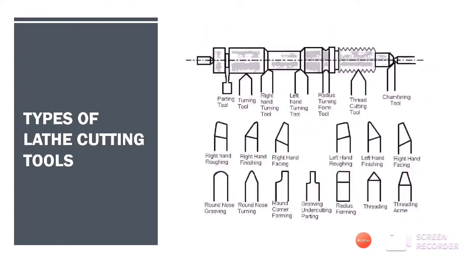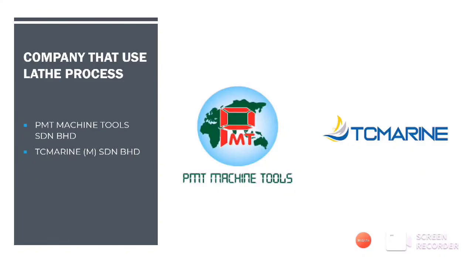Types of lathe cutting tools are parting tool, turning tool, right hand turning tool, left hand turning tool, radius turning form tool, thread cutting tool, and chamfering tool. Companies that use the lathe process are PMT Machine Tool Sdn Bhd and TC Marine Sdn Bhd.